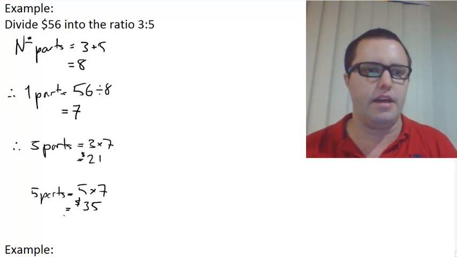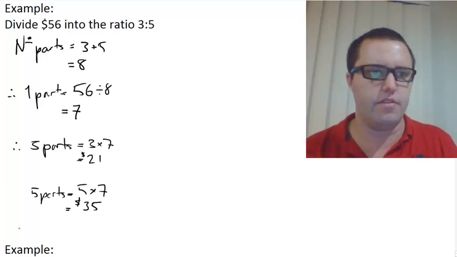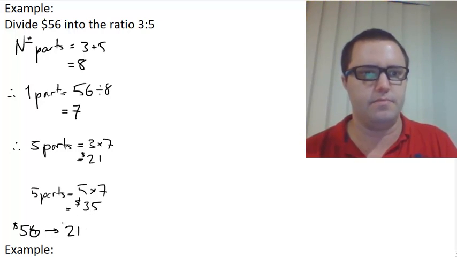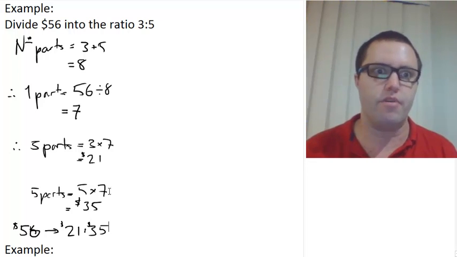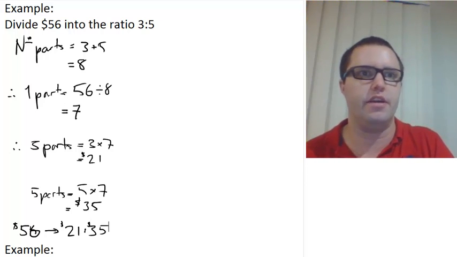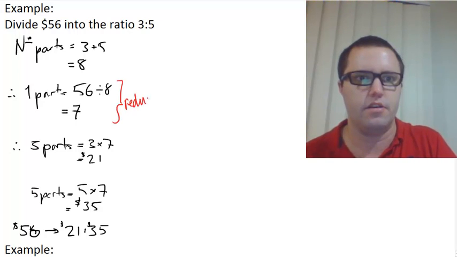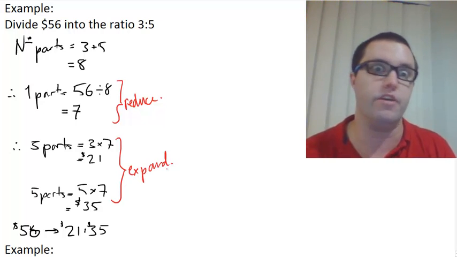In the end, we could say that $56 was divided up into $21 to $35. So that's the process. See how we've got the unitary method going on here. This is our reducing, and then we're expanding into our necessary parts here. Very, very easy to do.